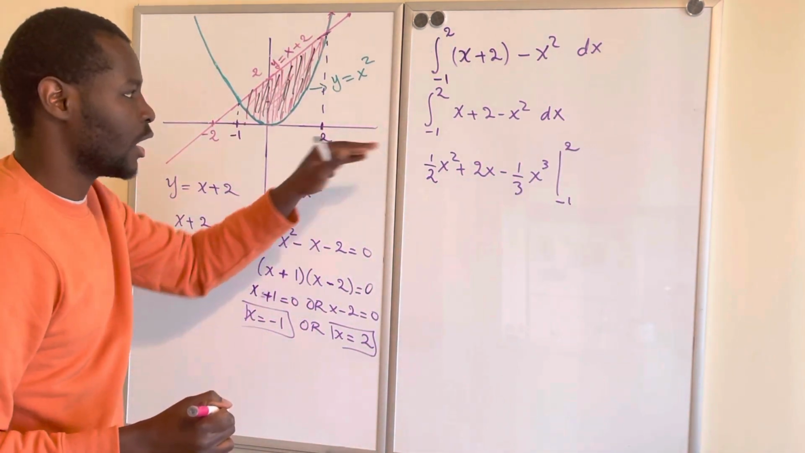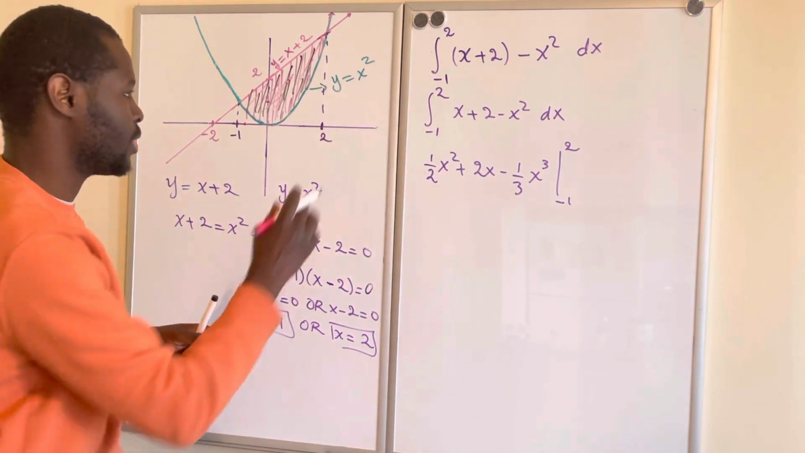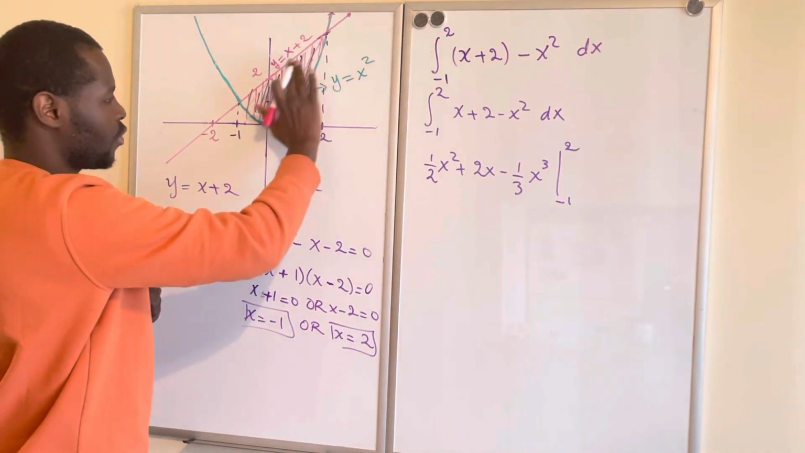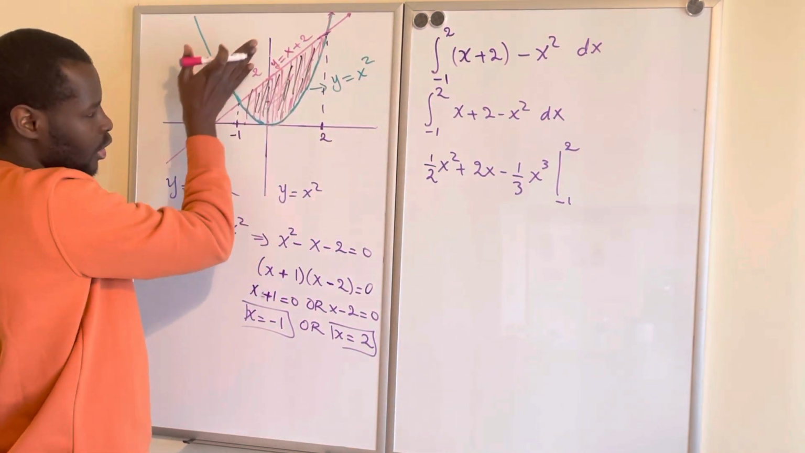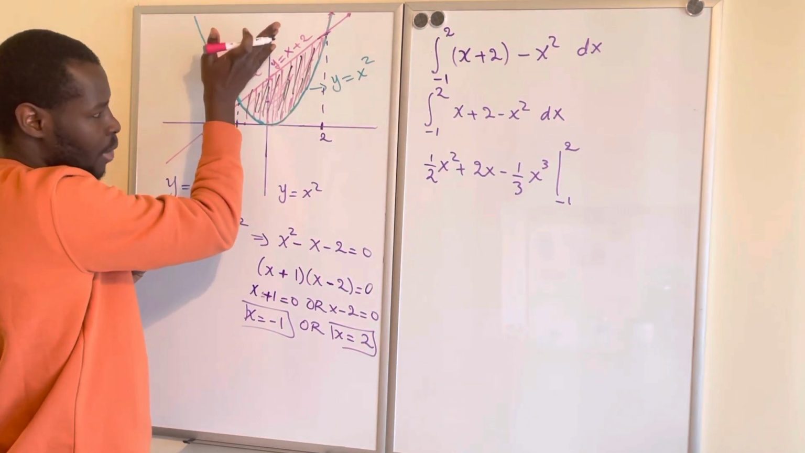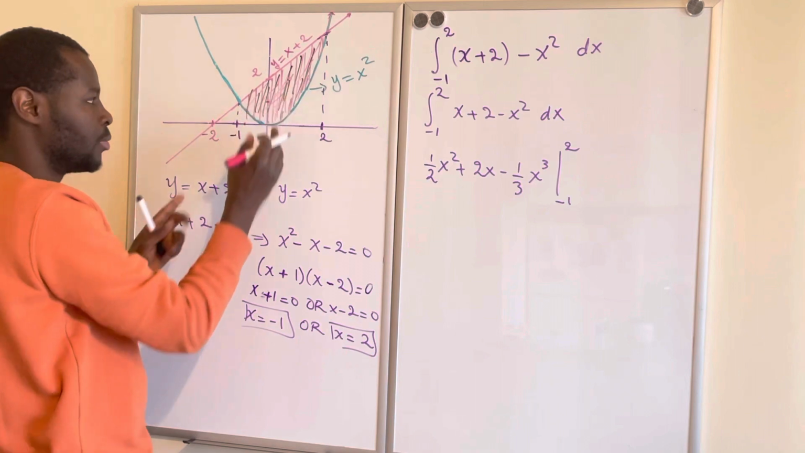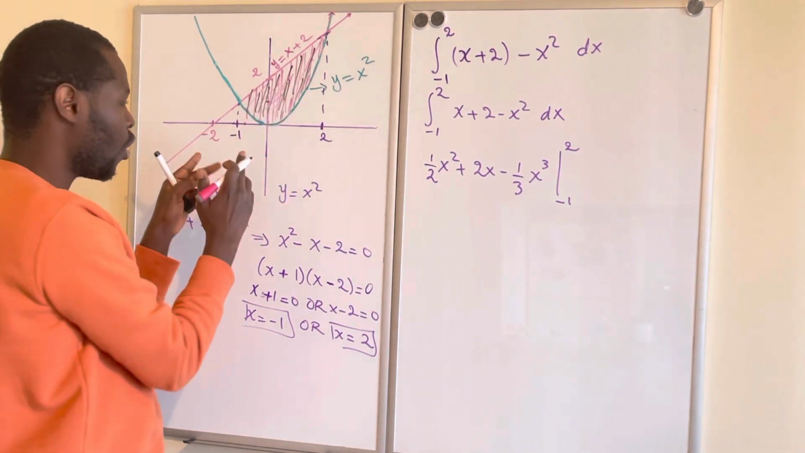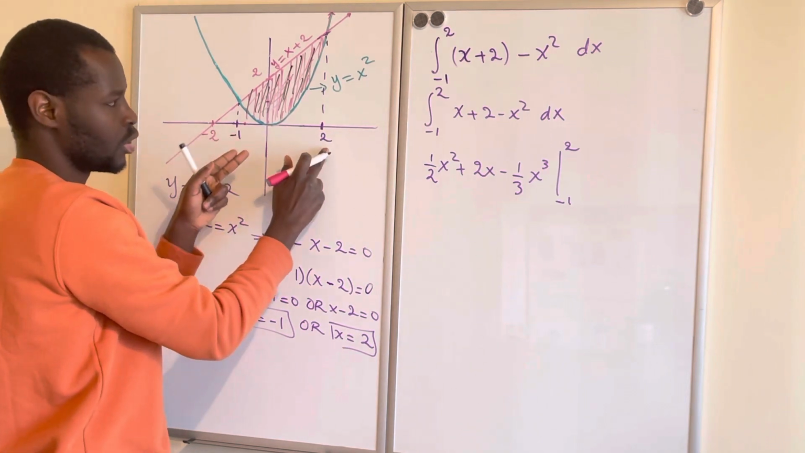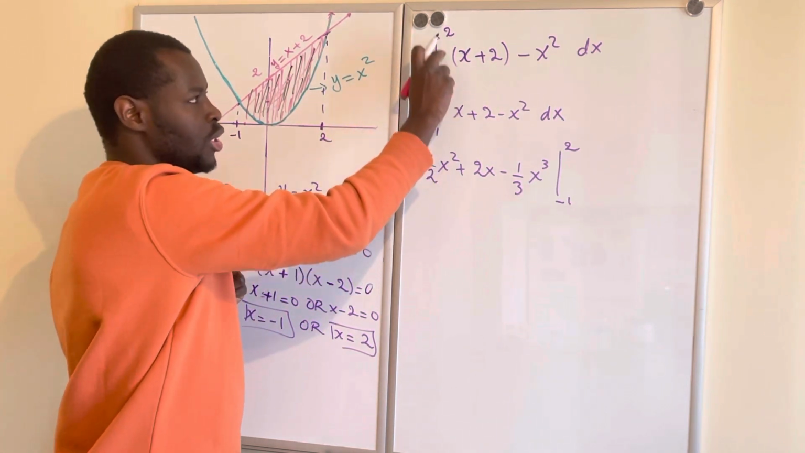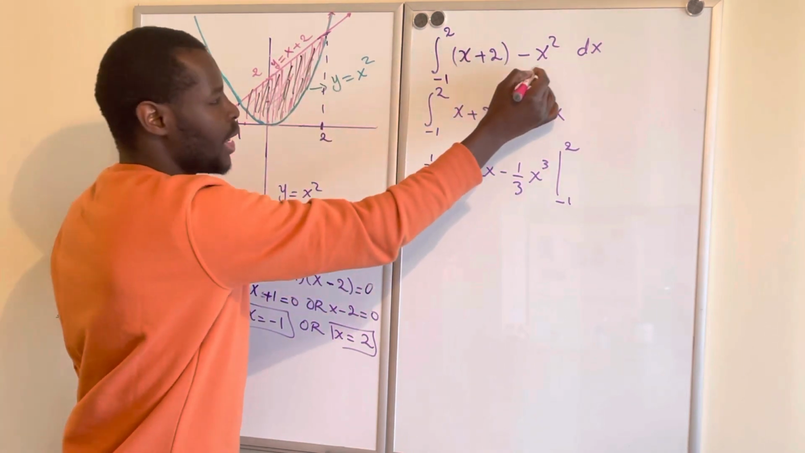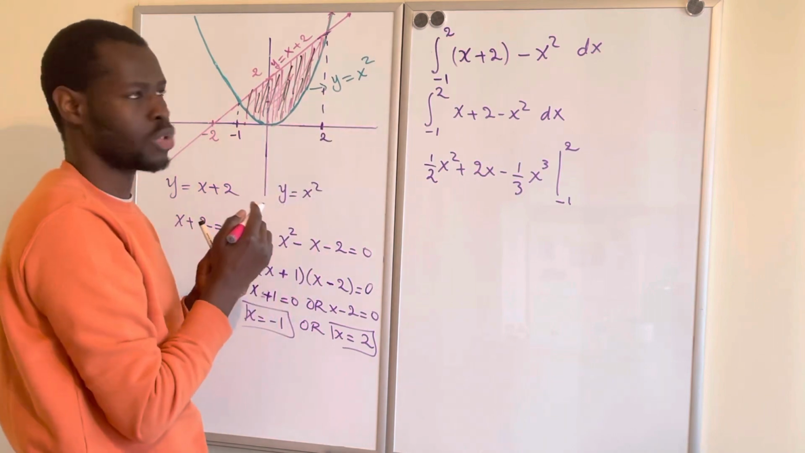I hope this makes sense. Again, just to reiterate, we want to find the area under this curve, so this area right here. In order to do that, we take the first function minus the second function. Whatever function is at the very top, you subtract the function at the bottom, and you take the integral where the two graphs intersect. In this case, it's -1 to 2. That's why we're taking the integral from -1 to 2 of the first function, x plus 2, minus the second function, y equals x squared, dx.